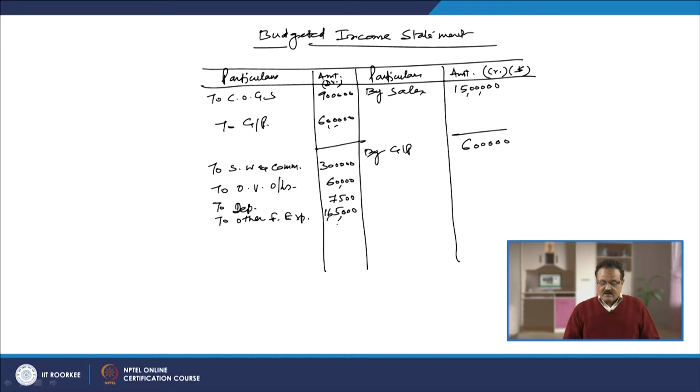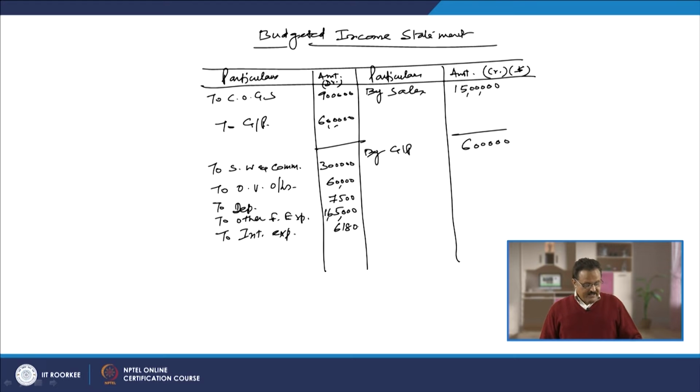Other than these 4 expenses, salary, wages and commission, other variable expenses, depreciation and other fixed expenses, one more expense is left, and that is the interest expense. How much is that interest expense? I would say here it is 6180. Now, you will find out why and how this 6180 has been calculated.